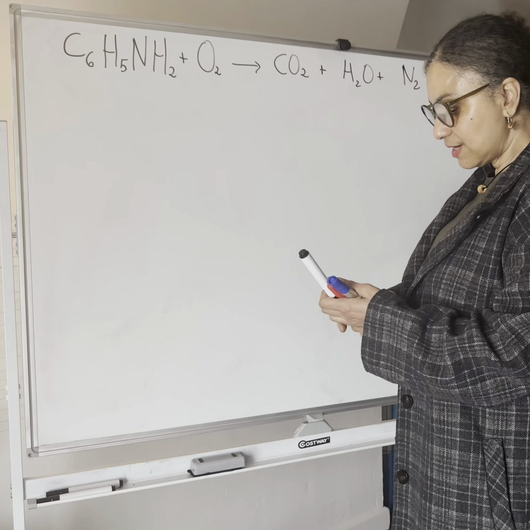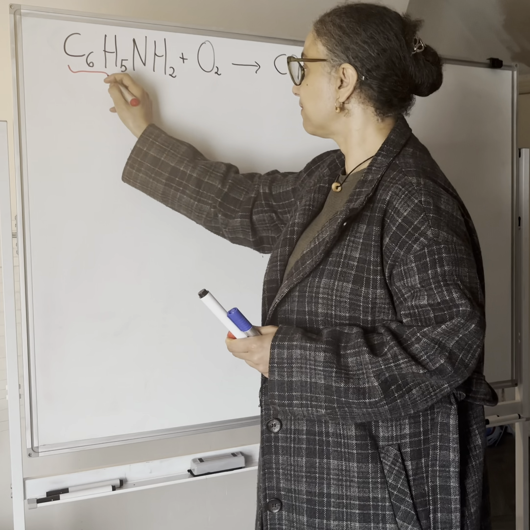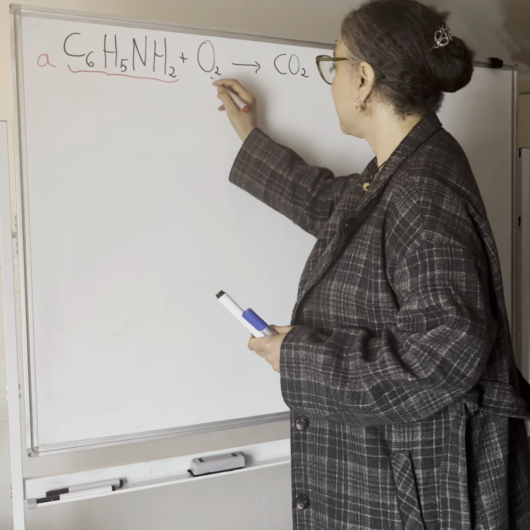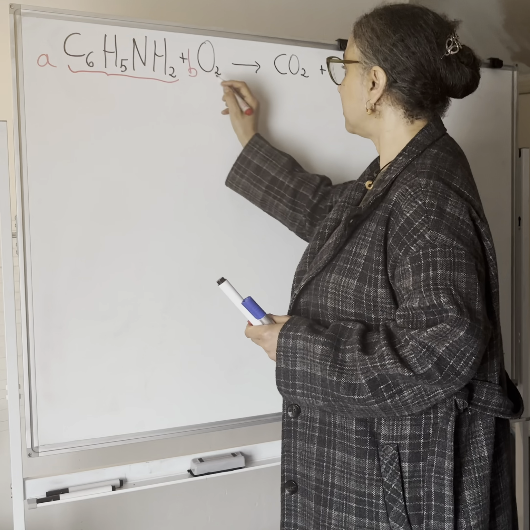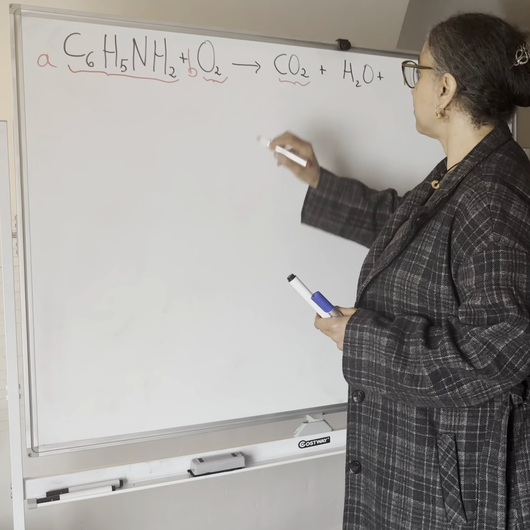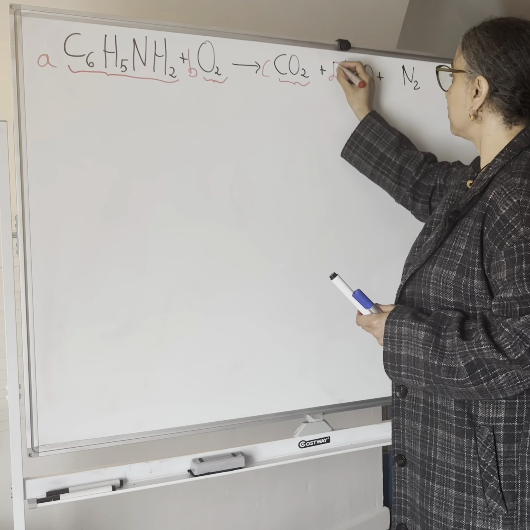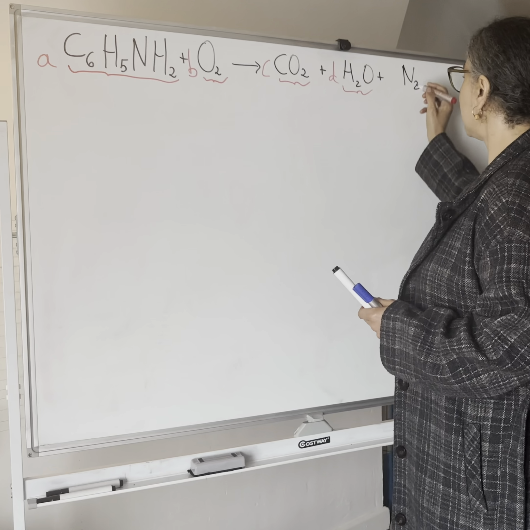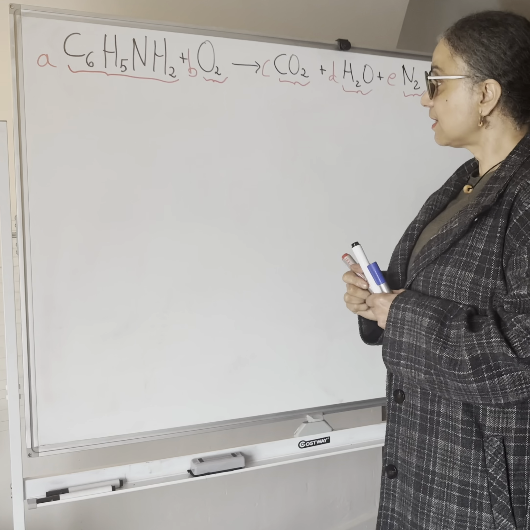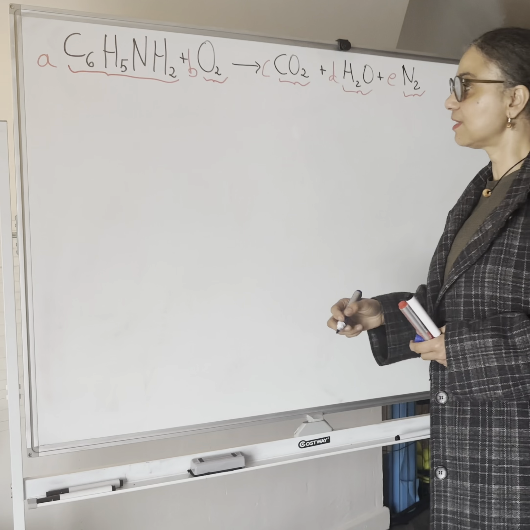So now I'm going to assign a variable for each molecule. We start with the reactant side. We give the molecule of aniline variable A, the molecule of oxygen the variable B, the molecule of carbon dioxide the variable C, the molecule of water the variable D, and for the nitrogens, E. So now I'm going to assign an equation for each element. We start always with the reactant side.